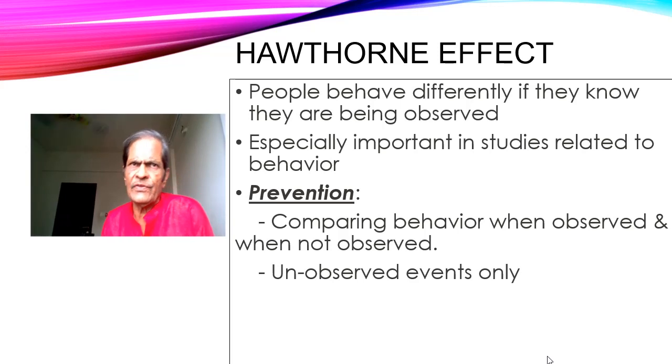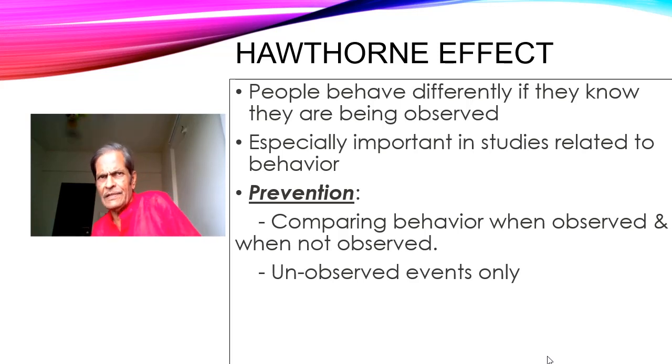Hawthorne effect is the effect that occurs when people behave differently if they know they are being observed. Naturally, this will be important in studies related to the behavior of the person. If the person knows that he is being observed, then his behavior will be different than if he doesn't know. So there could be three types: the person knows he is being observed, concealed observation, and no observation at all. In all these three events, the behavior of the person can be different.